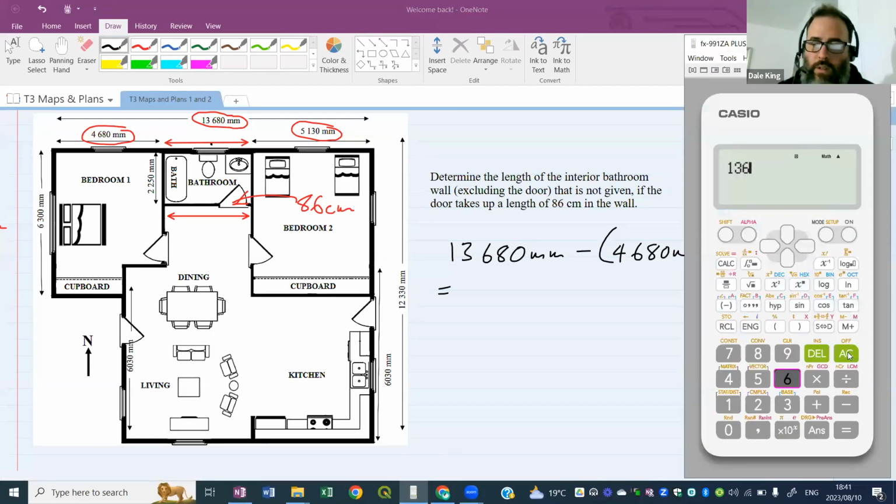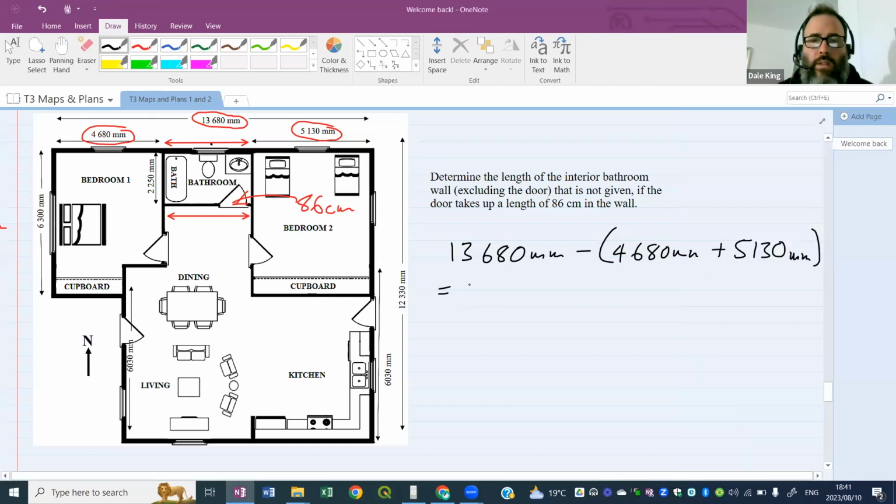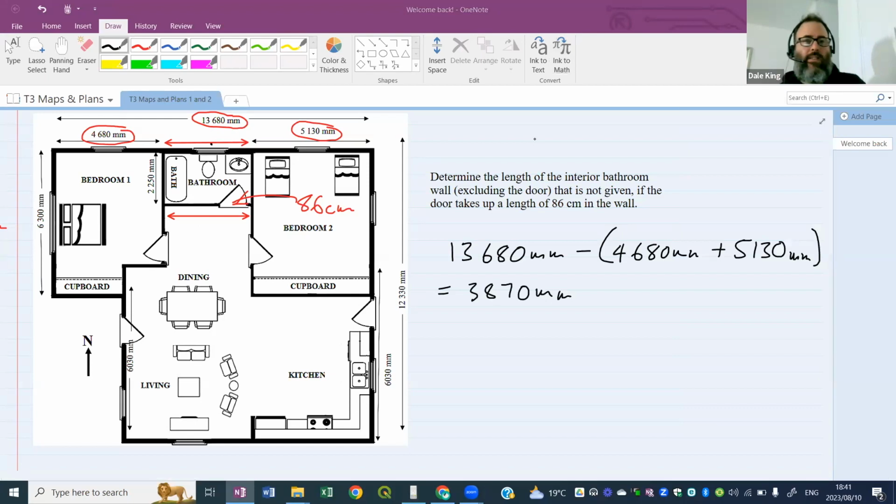All right, that's what we're doing here. So let's do that calculation. 13680 minus 4680 plus 5130. All right, Emmanuel, I got 3870. Let me just verify that, sir. All right, no problem. 13,680.